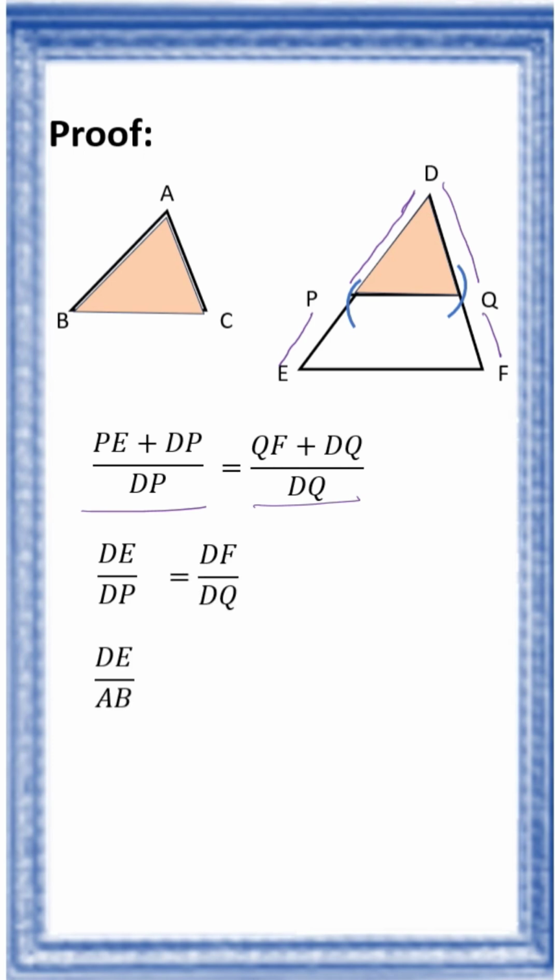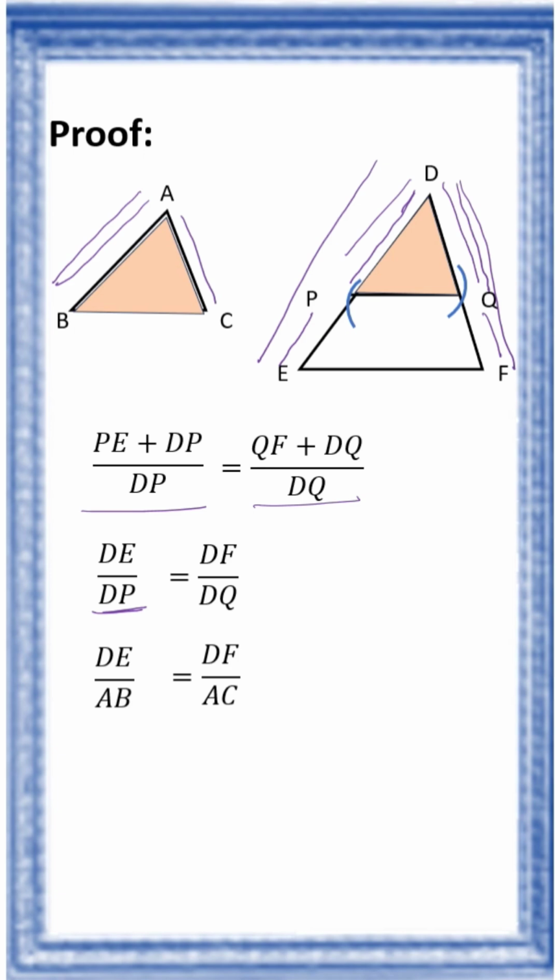So instead of DP, we can put AB. We know it by construction. Instead of DQ, we can put AC. So now we have proved DE upon AB is equal to DF upon AC. Similarly, we can prove EF upon BC.